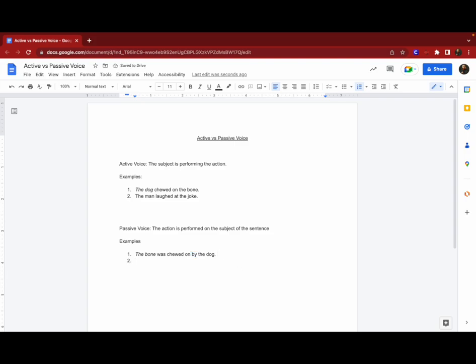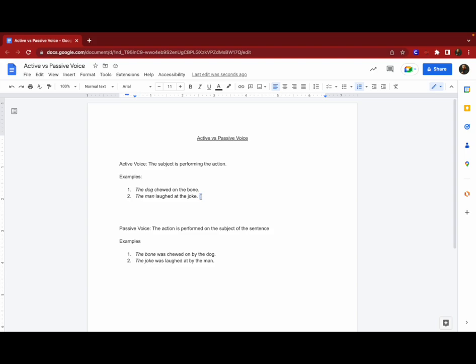So let's change the second sentence. The man laughed at the joke. The joke was laughed at by the man. Okay? So you can see the man is the one doing the laughing. The subject down here is the joke. And then the person doing the action is at the end of the sentence. So the person that's doing the action comes at the end of the sentence in the passive voice. The person or thing doing the action comes at the beginning of the sentence with an active voice.